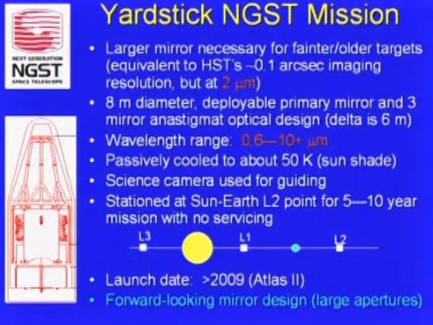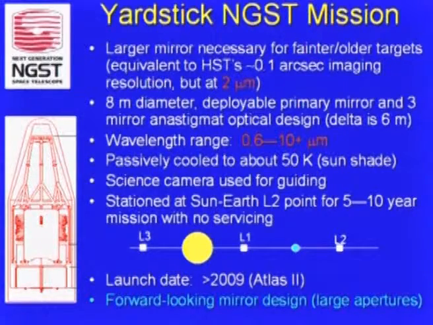So there are some important mission drivers here. Number one, the system has to be cool because you want to avoid black body radiation from the optics themselves, from the observatory itself. So we're going to passively cool NGST using the sunshade to about 50 Kelvin.